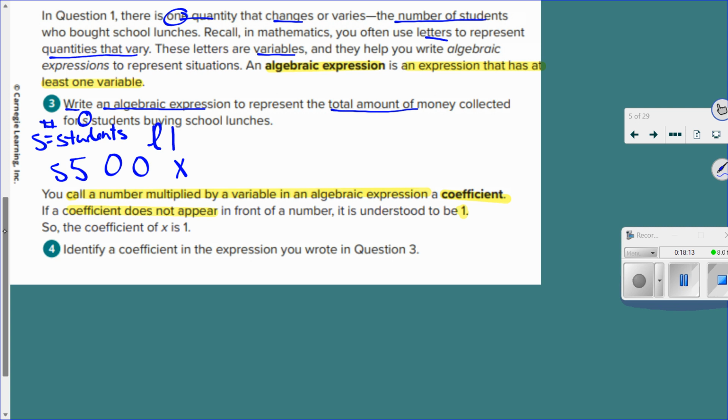Thanks for being honest. Okay, if I have some S number of students that are buying lunch, how would I figure out how much money is collected? What do you think, Bentley? S times 3. Is everybody okay with that? So is that how I would write it?